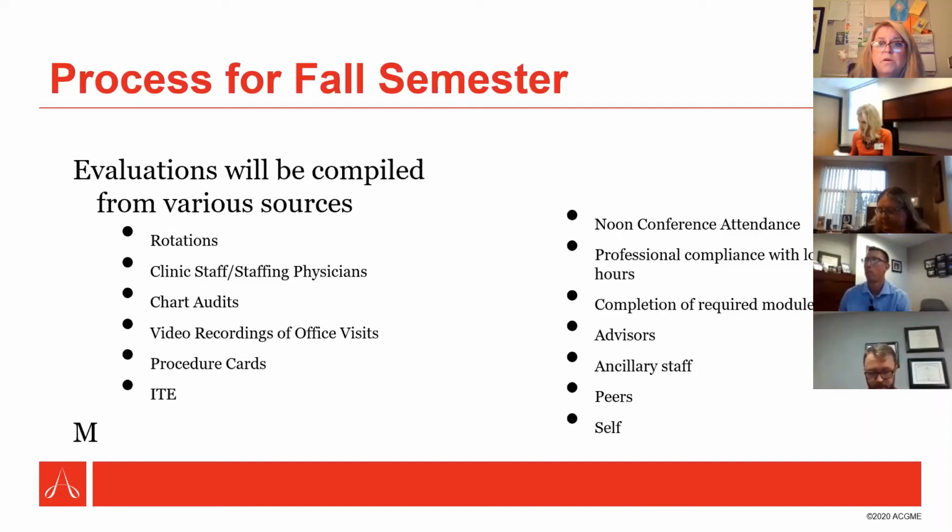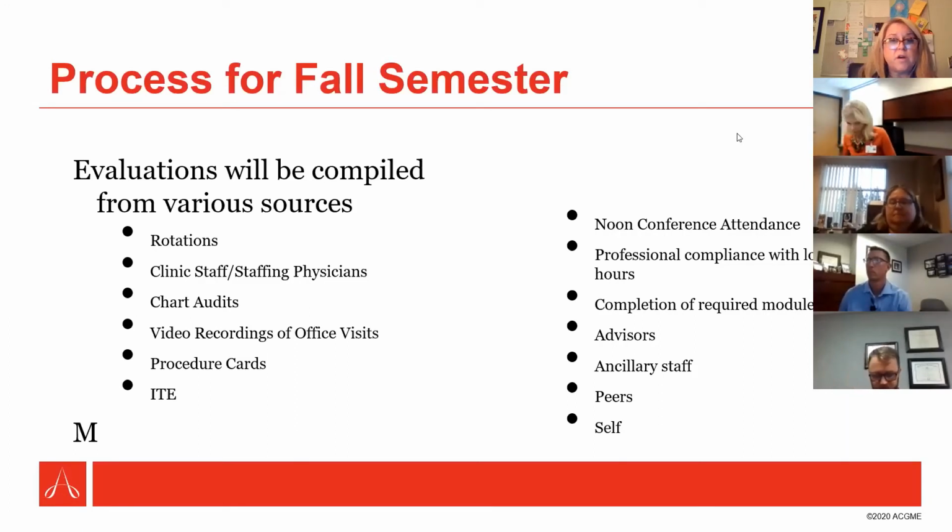We look at your noon conference attendance and take that into account in both your medical knowledge and your professionalism. We look at your professional compliance with completion of your duty hours and all of the other things that you're supposed to be logging and new innovations. We look at whether or not you're completing all of your required modules. We get information from your advisors and how your advisor feels that you're rating on the milestone scale.